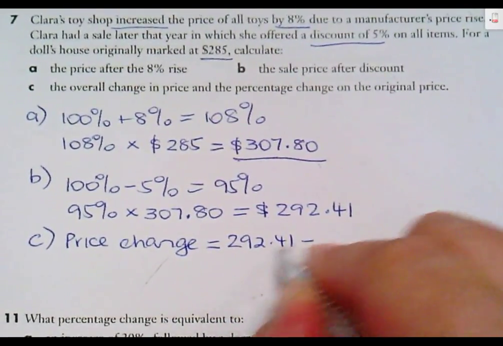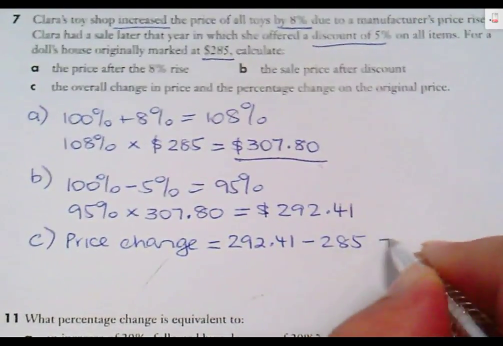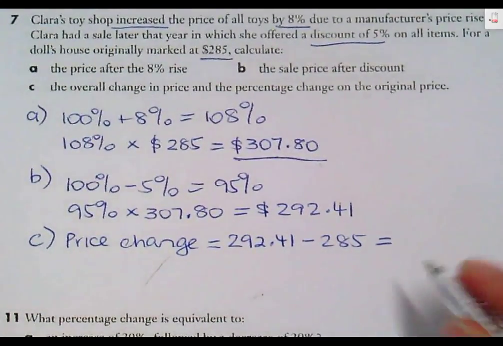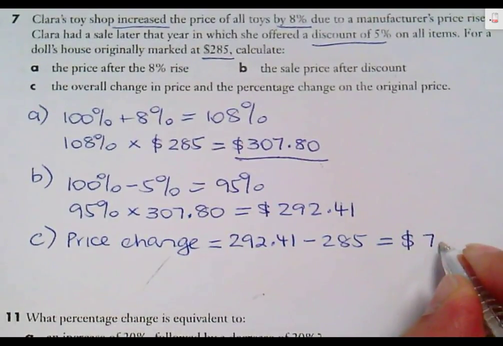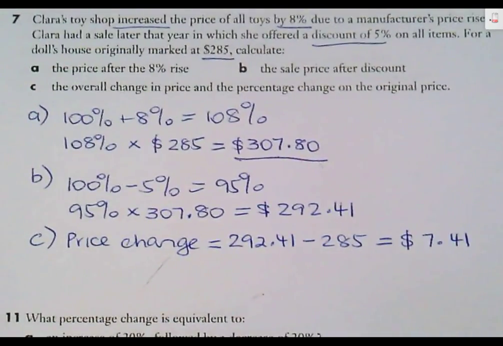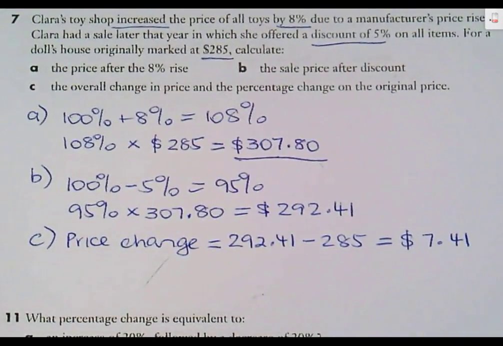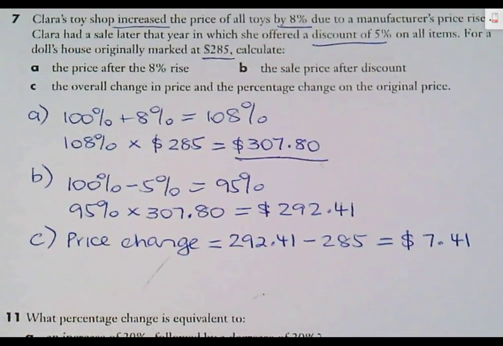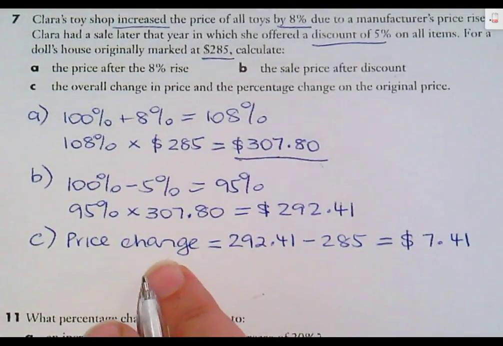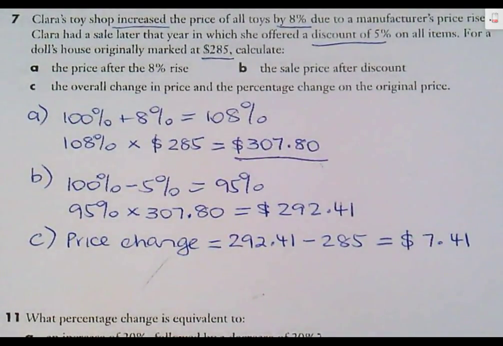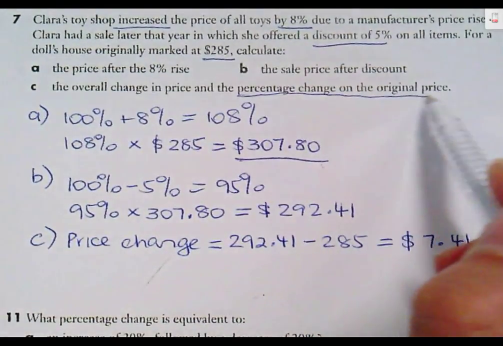$292.41. What was the original? So work out that price change of $292.41 minus $285. It looks like $7.41 to me. Now, that's how much the price did end up going up, by $7.41. How do I work out the percentage change on the original price? The price change is that there was an overall increase of $7.41. I now want the percentage change on the original price.